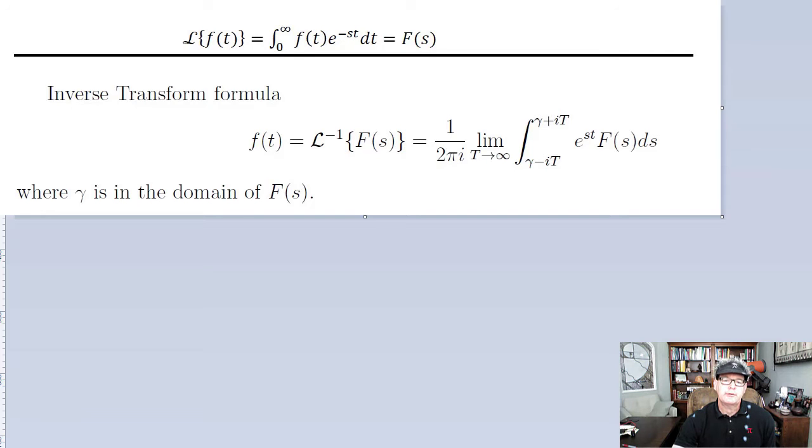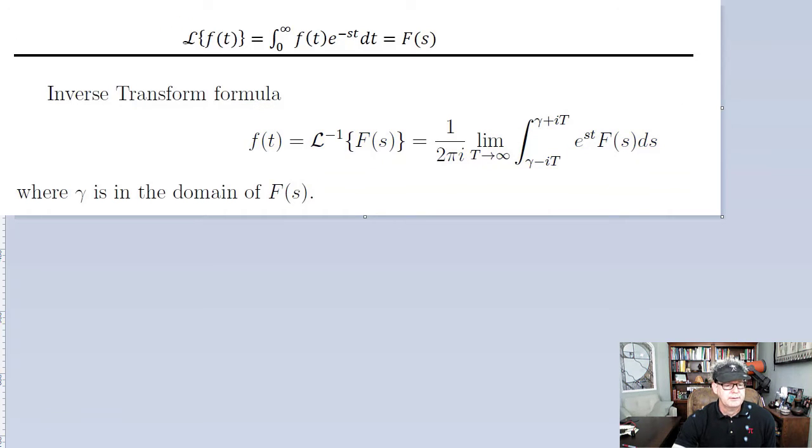The inverse transform formula we see here: if you have an f of s and you want to get back an f of t, it's this integral, 1 over 2 pi i, limit as t goes to infinity, of gamma minus i t to gamma plus i t, e to the st, f of s ds, where gamma is in the domain of f of s.